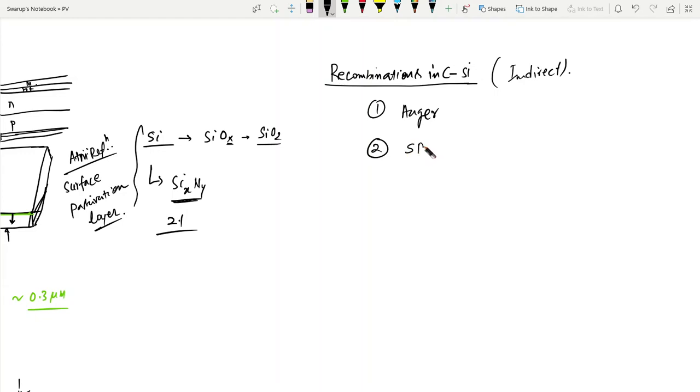SRH, right? It's a defect assisted recombination. So we need to minimize both this Auger and SRH. So that's where we use this. The remedy is the surface passivation layer.